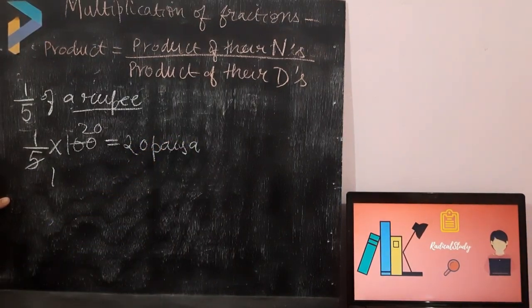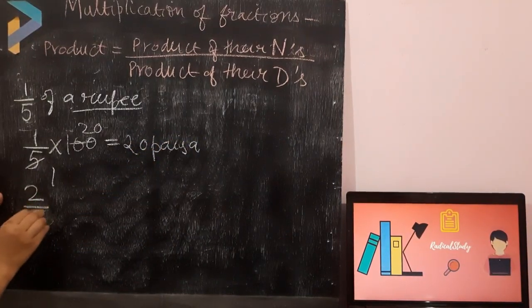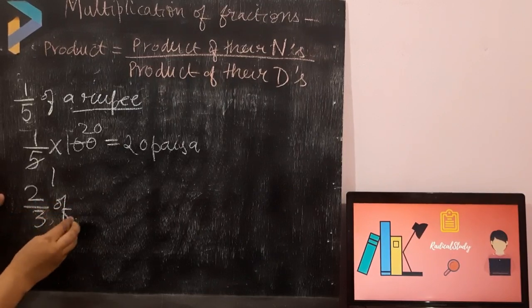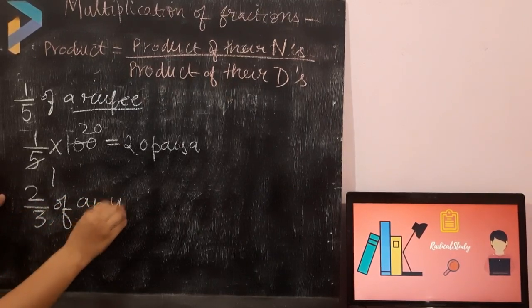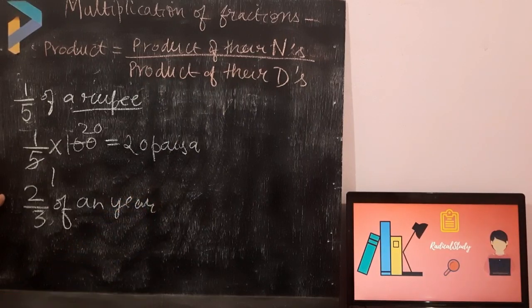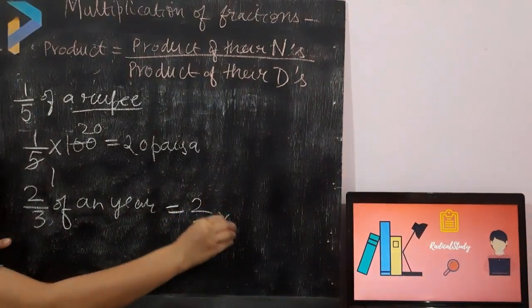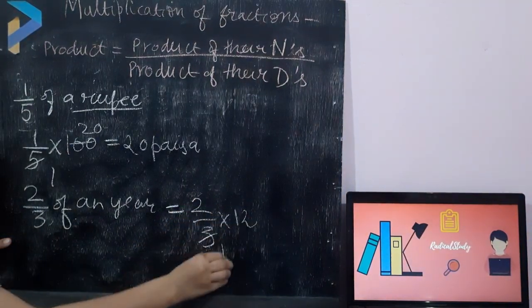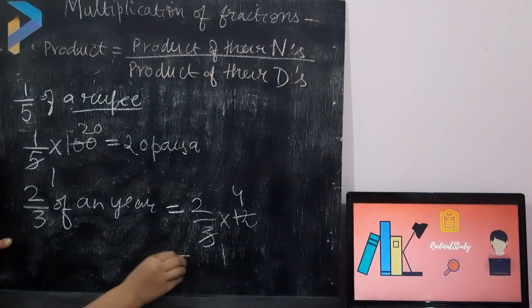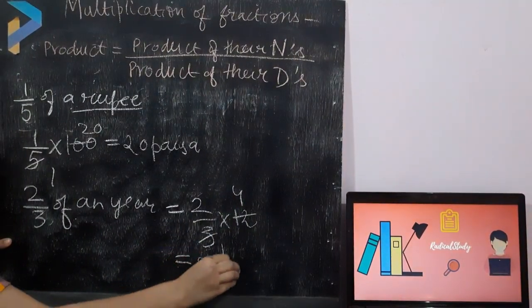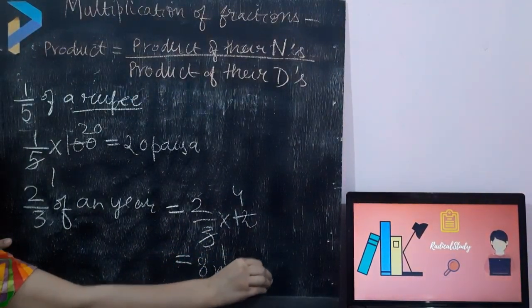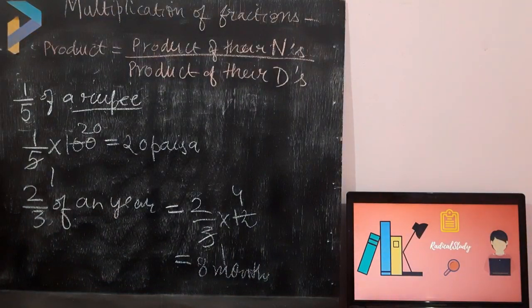Now I am taking one more example. If it is written like that, 2 by 3 of a year. Now 1 year has how many months? 1 year has 12 months. So we can write like this, 2 by 3 multiplied by 12. 3 1s are 3, 3 4s are 12. So the answer will be 8 months. So 2 by 3 of a year will be 8 months.